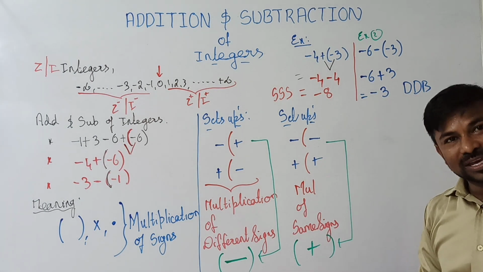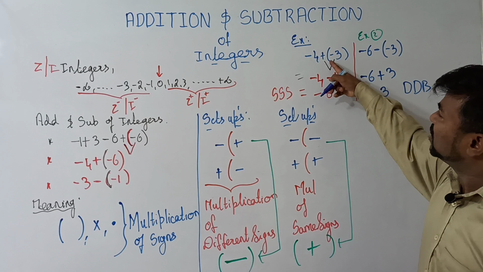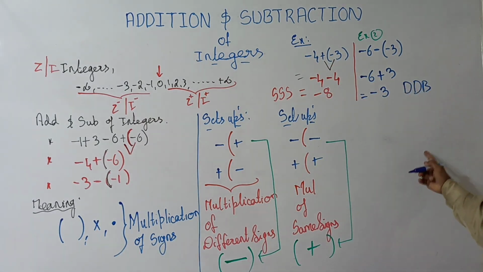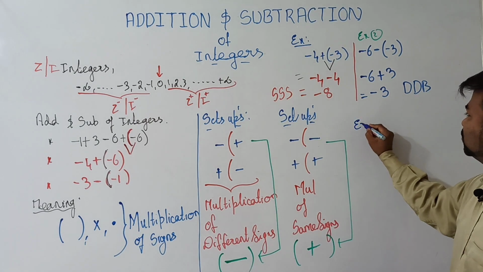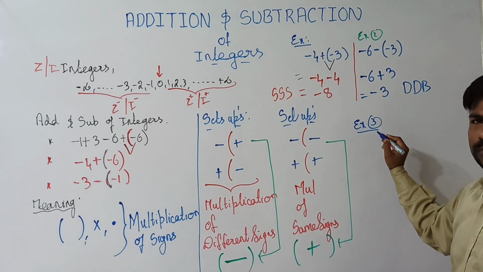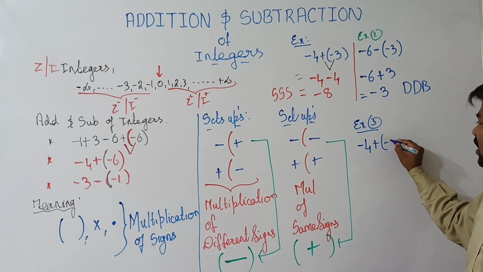Okay, you got it. So that's what I'm saying, gentlemen. Whenever we are having a bracket in between, this is the process we are following. So let's come back with one more example now. Example 3. Okay, let's go. Minus 4 plus minus 2.